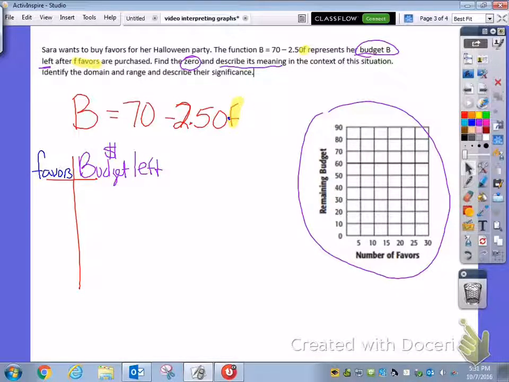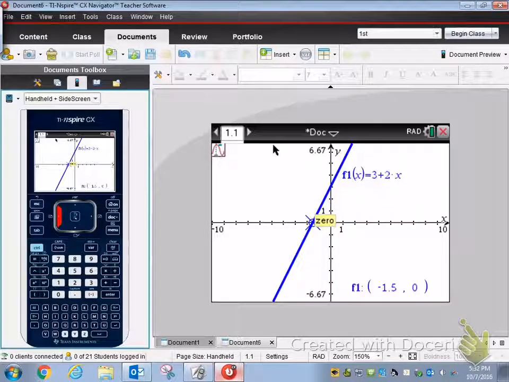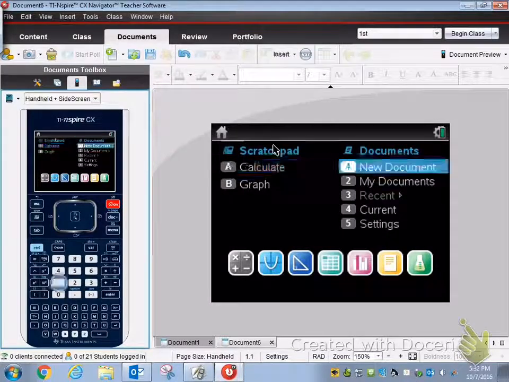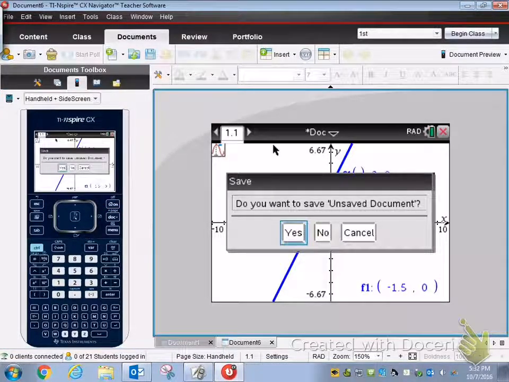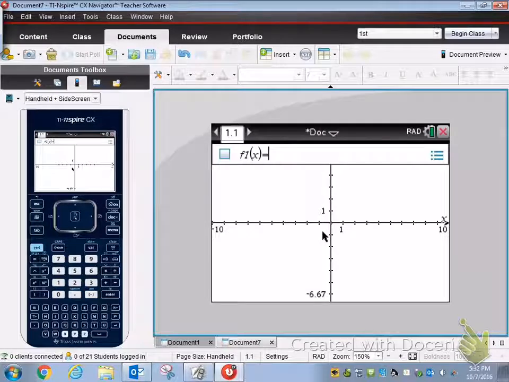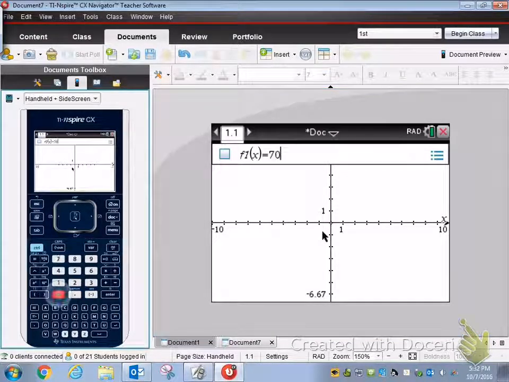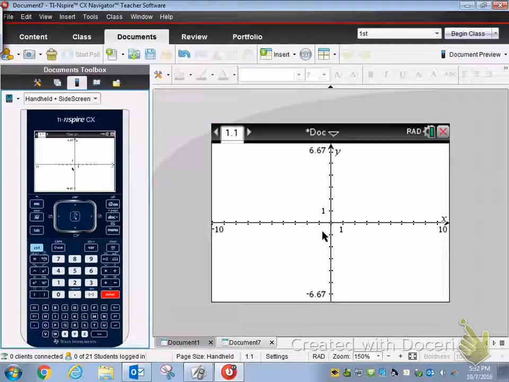First of all, let's go to a graph, and we can graph that. So I'm going to go home, new document, you never want to save, and add graphs. Okay, it was 70 minus 2.50. Now I can't use F, so instead of F, you use X. You have to use X. Then you hit enter. Now notice it didn't come up, but you can go to Control T and look at those values.